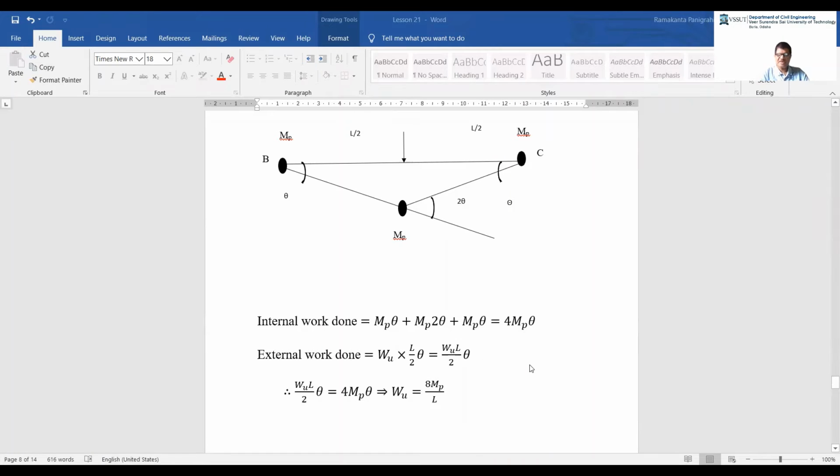Now we see what the internal work done is. Just multiply the plastic moment capacity at the hinges by the rotation. So Mp into theta here, Mp into theta here, Mp into theta here.